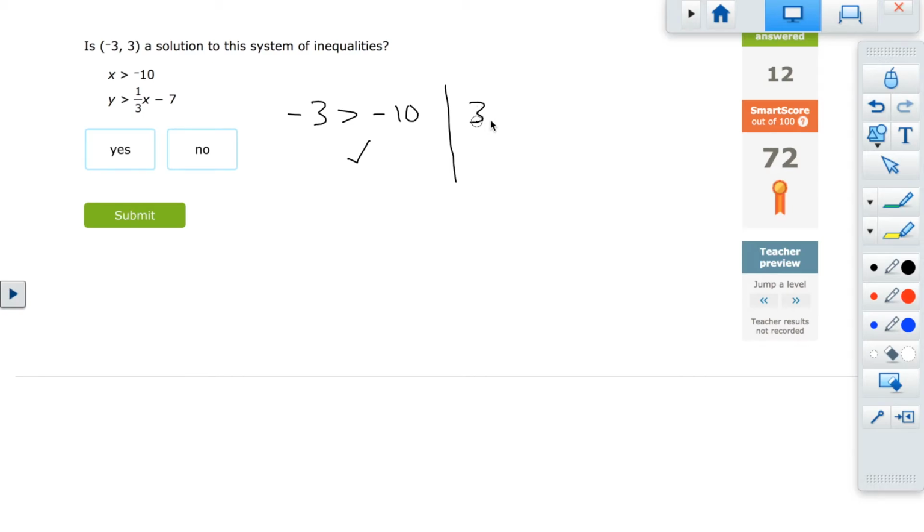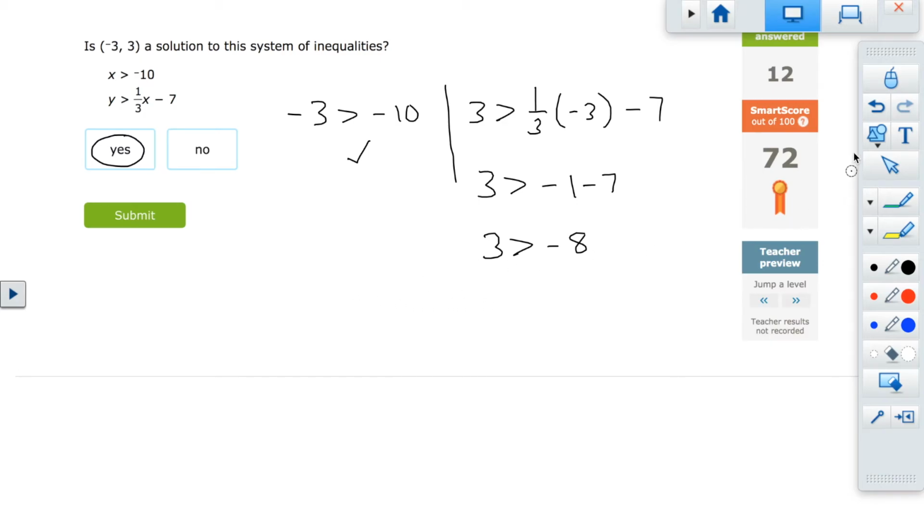Y is 3, which is greater than 1/3 of -3 minus 7. In the last video, you saw how I multiplied a fraction. Positive times a negative is a negative. 1 times 3 is 3, and then I divide by the denominator. 3 divided by 3 is 1. So I get -1 minus 7, and is 3 greater than -8? Yes, I'd rather have $3 than owe someone 8. So 3 is greater than -8.